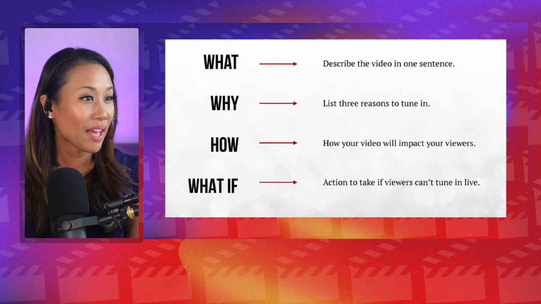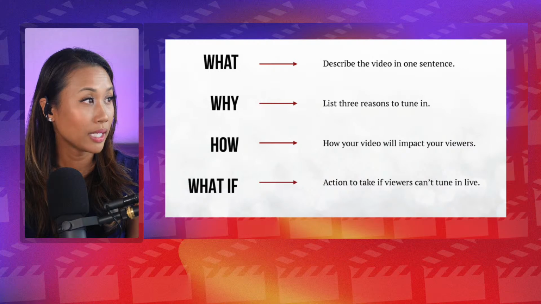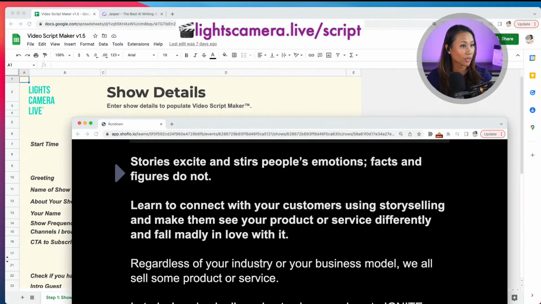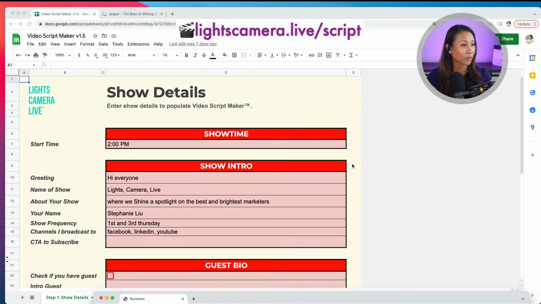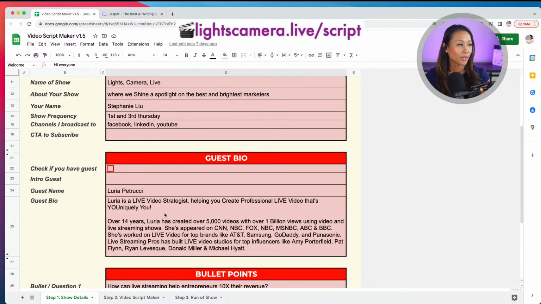Good. All right. So having said that, let me go back over here because I want to show you the video script maker and how this plays into all of this. And if you have any questions, go ahead and start adding them in there. So this is the video script maker, and I give you the raw basics. You want to have the start time, the greeting, the name of the show, all the different things. This is your building blocks for when you're developing your show.